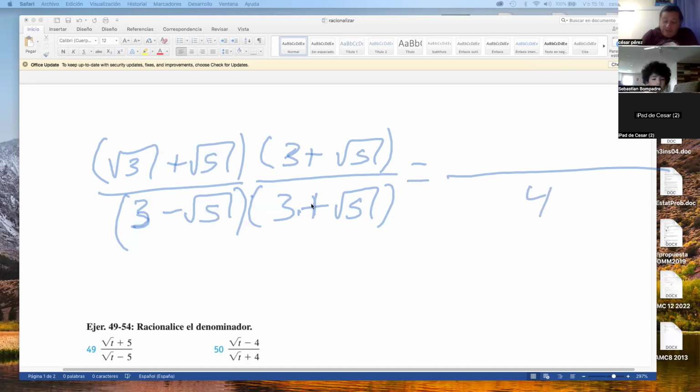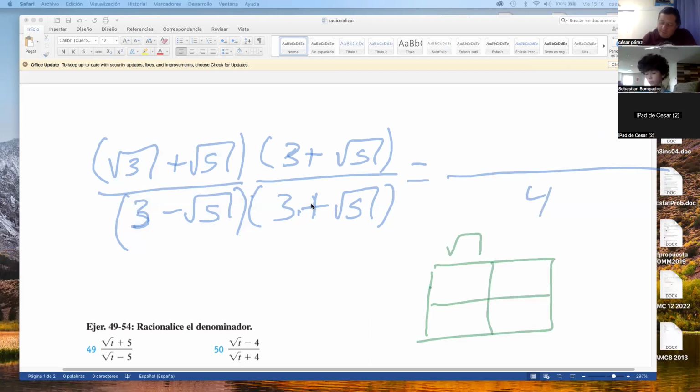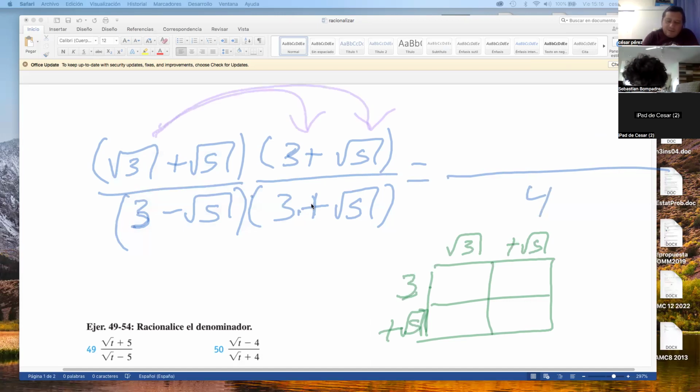Now we need to multiply this. It could be a little cumbersome, so I used to multiply this in this way: 3 plus the square root of 5. It's the same as if we multiply this by this and then this by this, and those two and those two. We are going to make it in this grid.